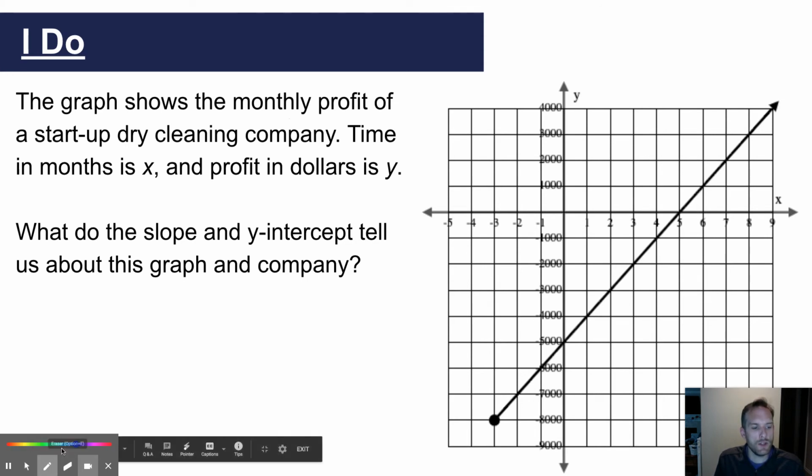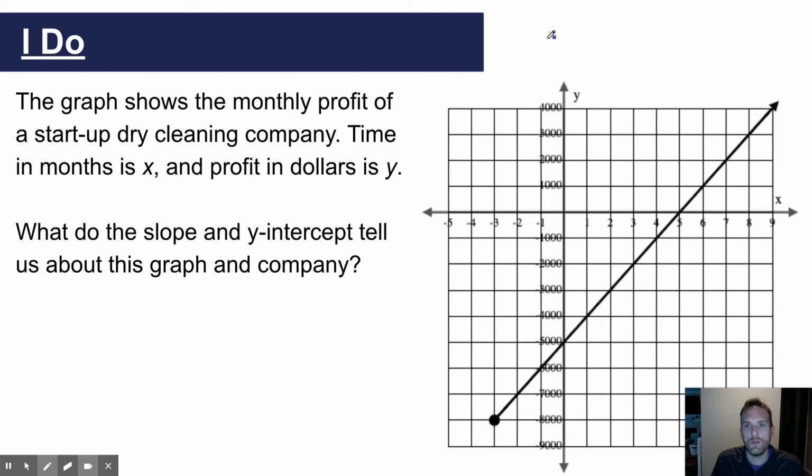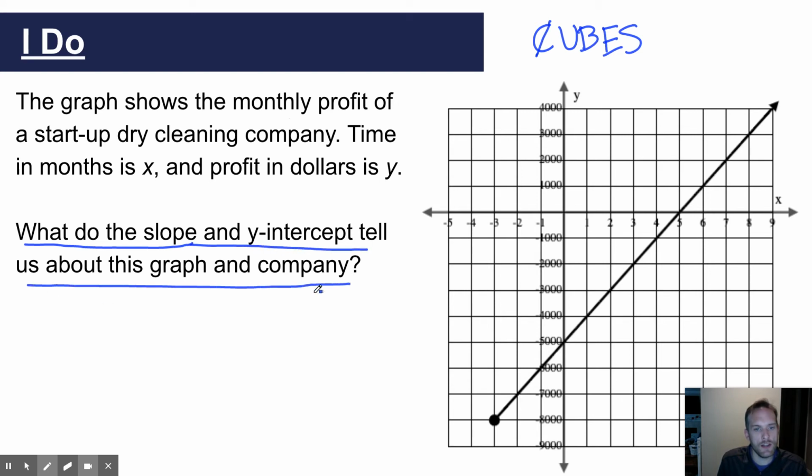So what we're going to do here is use our cubes method. Cubes method looks like this. So cubes, C is circle numbers, underline the question, box key terms, eliminate any extra information, and solve. So right here, we don't see any numbers throughout, so we'll just cross out my circle. Then when we see start, so time is time in months. So right here, what do the slope and the y-intercept tell us about the graph and company? So that's our question. So now we've underlined the question.